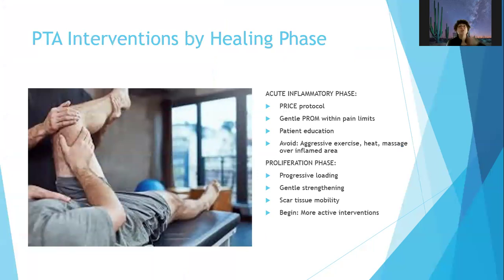So our interventions that we do in PT are going to change based on the healing phase. And we're going to talk more about this in upcoming classes, so much that it'll become part of your brain structure. But in the acute inflammatory phase, we're going to use the PRICE protocol: protection, rest, ice, compression, and elevation. You can do gentle passive range of motion within the limits of pain. Patient education, that's a big deal. We're always doing that, but it's super important in the acute inflammatory phase.